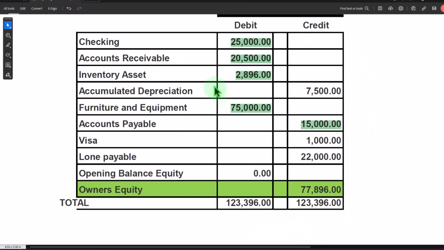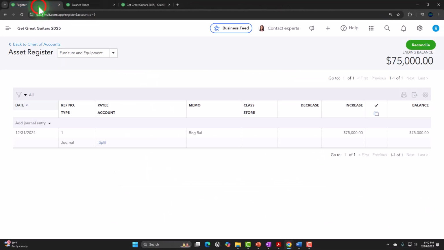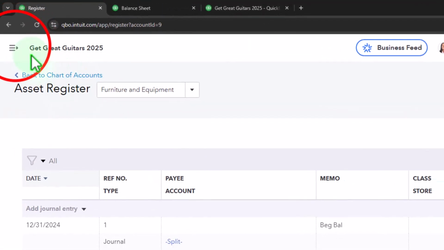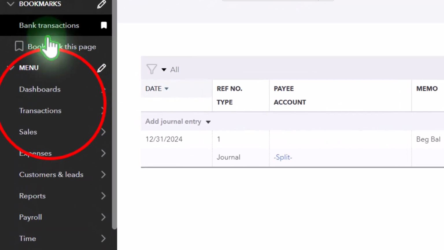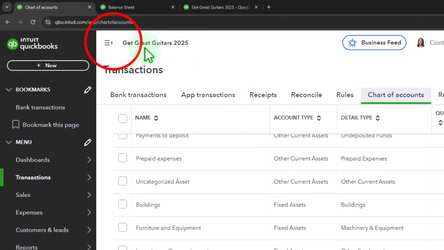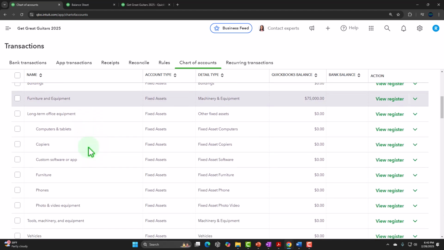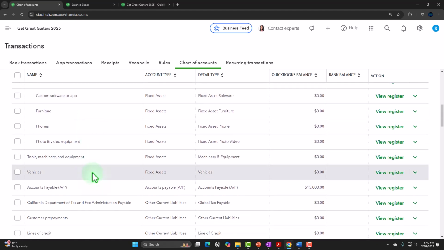So we're going to add accumulated depreciation. This is one that people always get messed up. Let's just do it this way. Let's go to transactions, chart of accounts, close up the hamburger. Now, normally I would go down here and try to find the accumulated depreciation account.